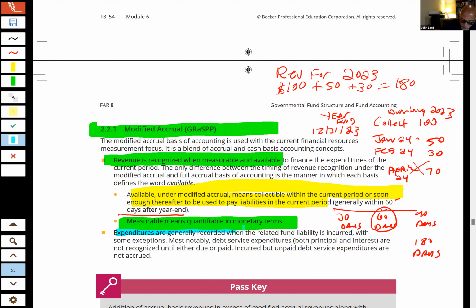Now expenditures, they tell us, are generally recorded when the related fund liability is incurred, with some exceptions, and the most notable is what? Interest. We do not accrue interest in between interest payment dates. So what does that mean? City of Hayward issues bonds on January 1st. Interest rate is 6%. $100,000 worth of bonds, $1 million worth of bonds, whatever. They issue those on January 1st. The interest payments will be due January 1st each year thereafter.